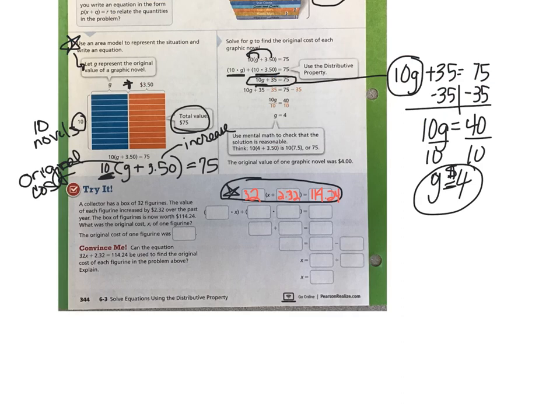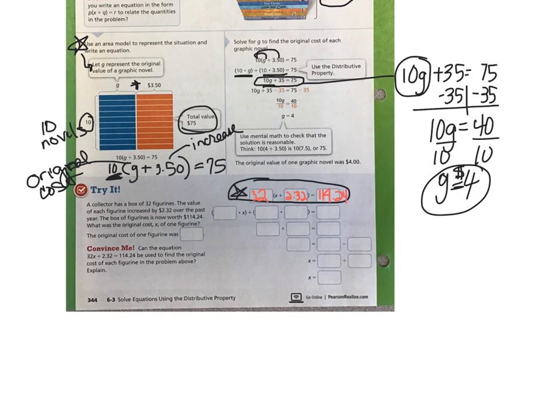So let's first take a look at the equation. It says we have 32 figurines, so that's the 32 out to the front. And the value of each of them has increased $2.32 over the course of the past year. So we have 32 of them. They've increased, which means we're going to be adding to that cost. And now we know it's worth $114.24. The original cost is the x number. So if I take the original cost and add the $2.32 to it, and then I do that 32 times, because I have 32 figures, I'll get $114.24.